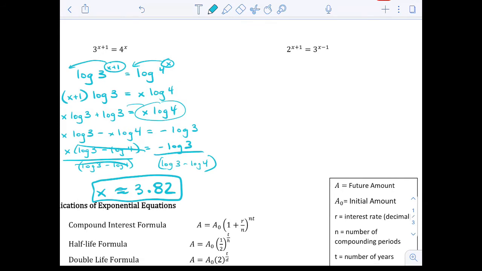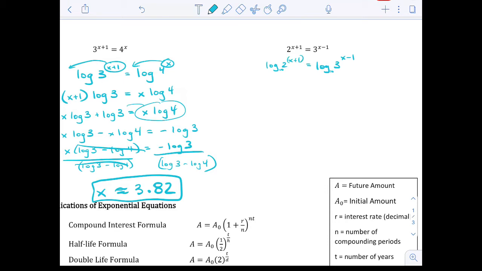Next one, we have base 2 and base 3. 2 to the power of x plus 1 and 3 to the power of x minus 1. So I can't get common bases, so once again, we're going to take the common logs. This is going to be very similar to the one that we saw before. So log 2 to the x plus 1 is equal to log 3 to the x minus 1. Keep in mind, those are base 10. We didn't write anything there, and when nothing's there on the log, it's assumed that there's a small 10 on them.